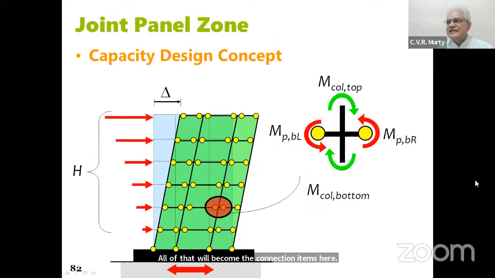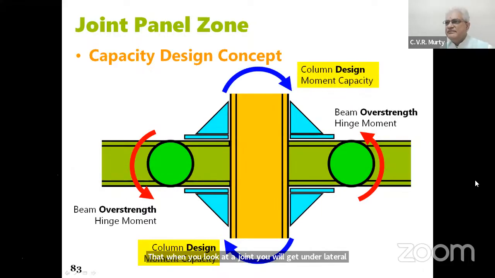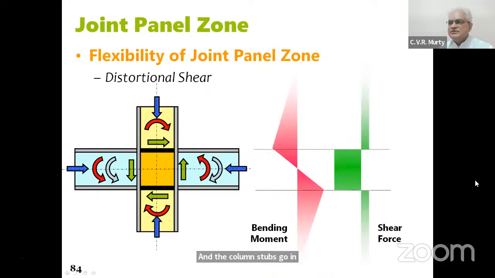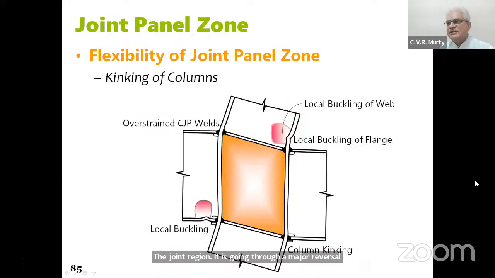So the catch is that when you look at a joint, you will get, under lateral shaking, unsymmetric moment actions accruing in the beam. So the two beams go in one direction and the column stubs go in the other direction. Now, when you look at the joint itself, the joint region, it is going through a major reversal of bending moment, which means it's going through a serious shear force action, which means that there is going to be a diagonal compression and diagonal tension.